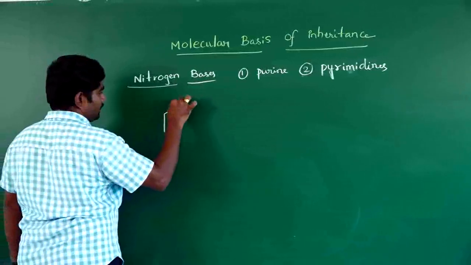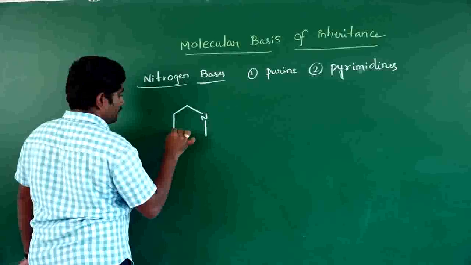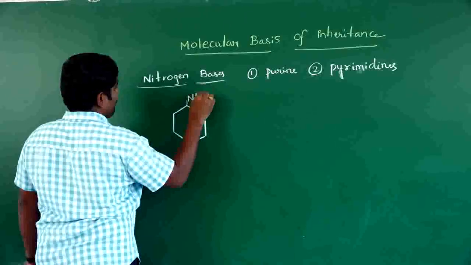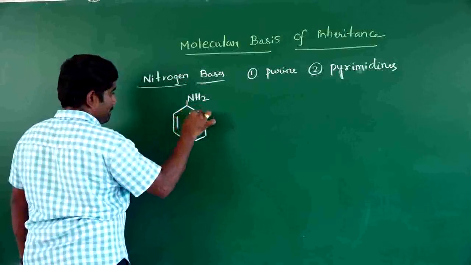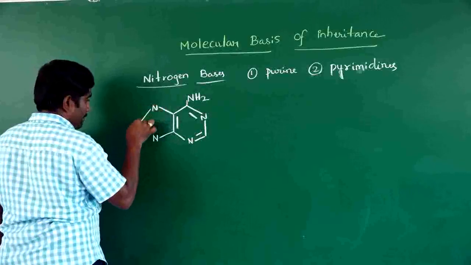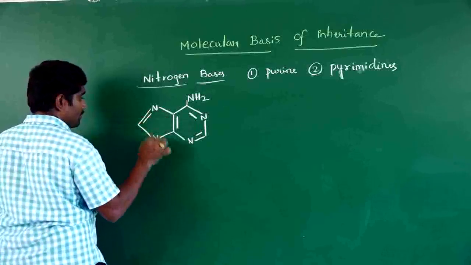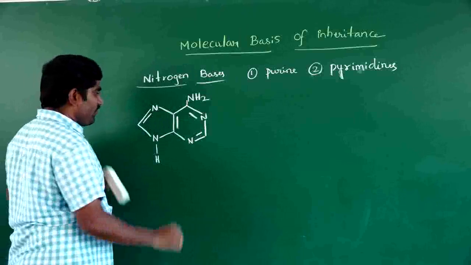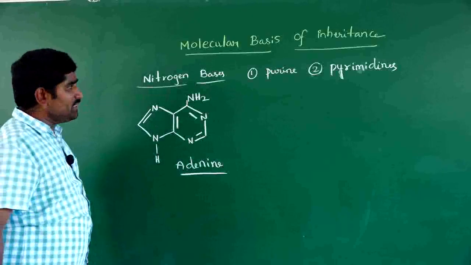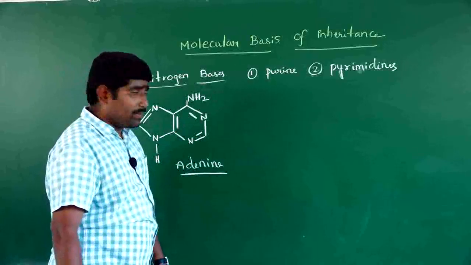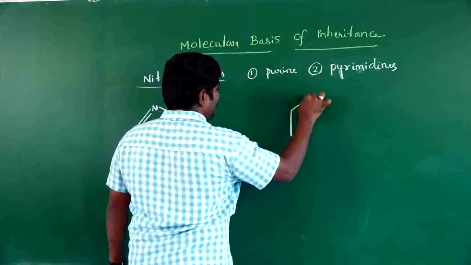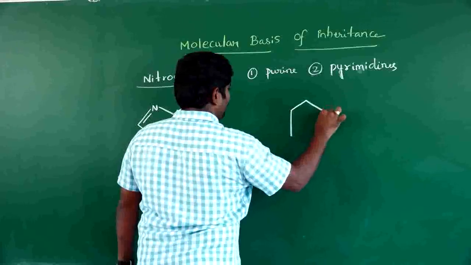This is the structure of adenine. Two heterocyclic rings are present in purines. Only one heterocyclic ring is present in pyrimidine. Two heterocyclic rings are present here. This is adenine. And the next one is thymine.